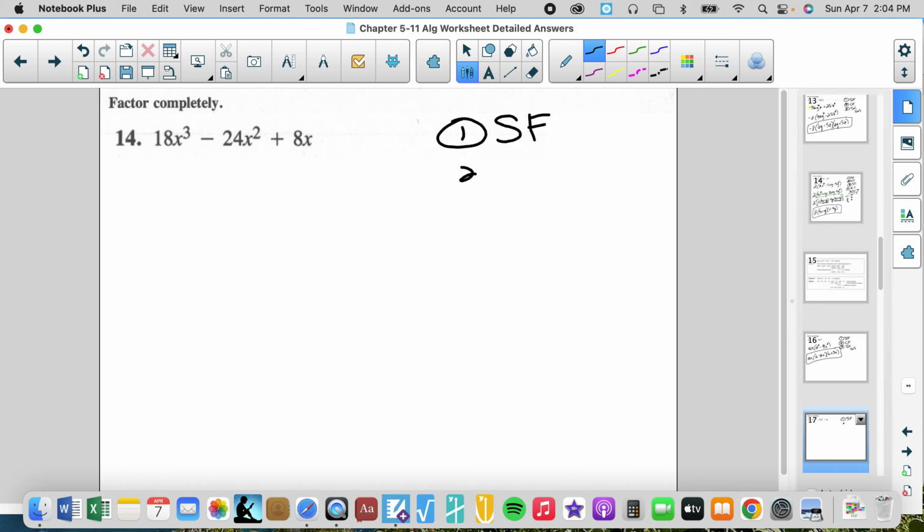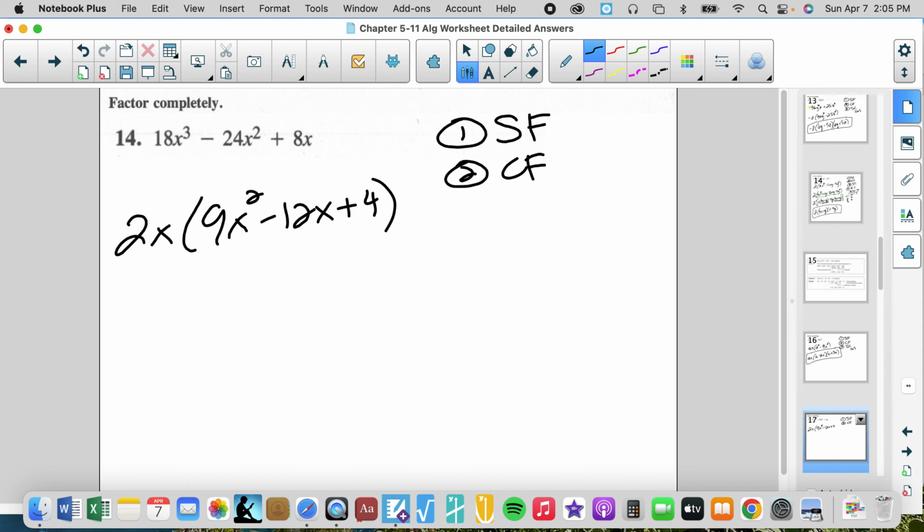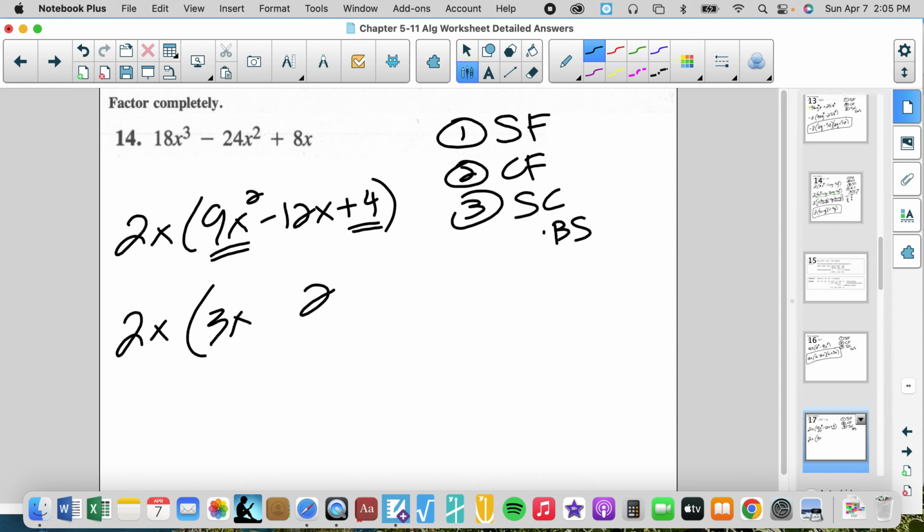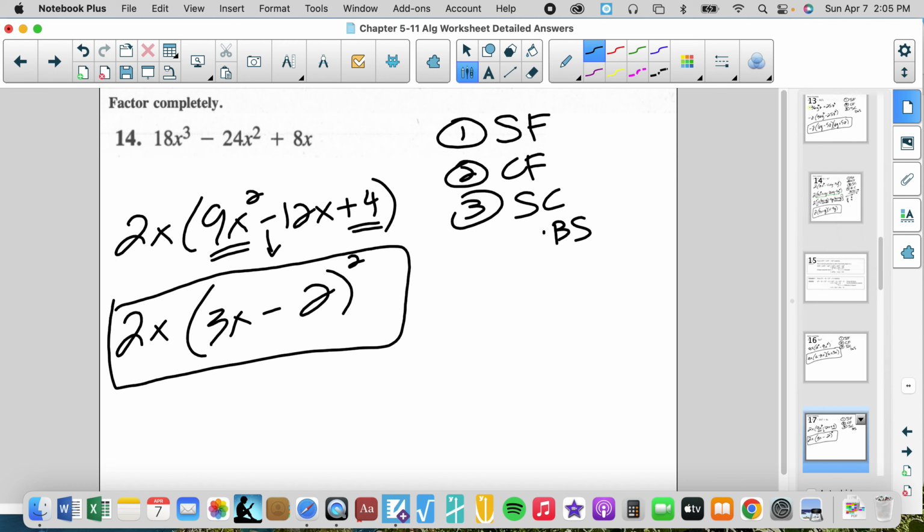Standard form, yes. Common factor, 2x. 2x, 9x squared minus 12x plus 4. Is it a special case? Is it a binomial square? Let's check it out. So we would take the square root of my first, which is 3x. We take the square root of my second, which is 2, and we bring down that sign. And 3x times 2 is 6x, doubled equals negative 12x? Yes, it is. If it didn't, then we would try a times c.